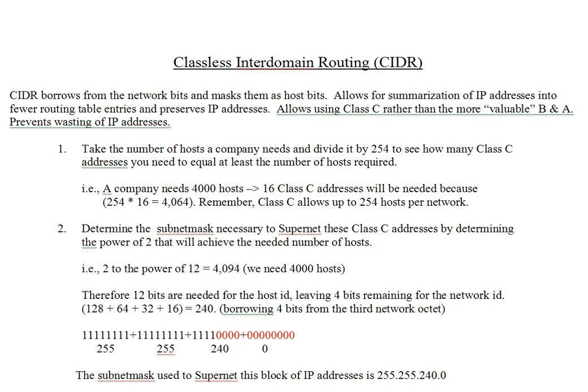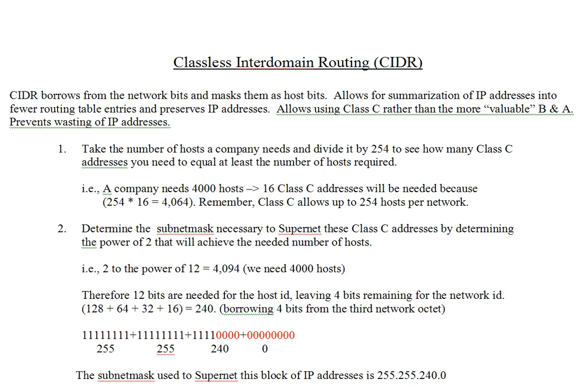In our example, a company needed 4,000 hosts. When we divided by 254, we came up with 16. That gave us 4,064 hosts, but remember we needed at least 4,000. And remember that one Class C alone would allow only up to 254 hosts. So we're going to take 16 Class C addresses.